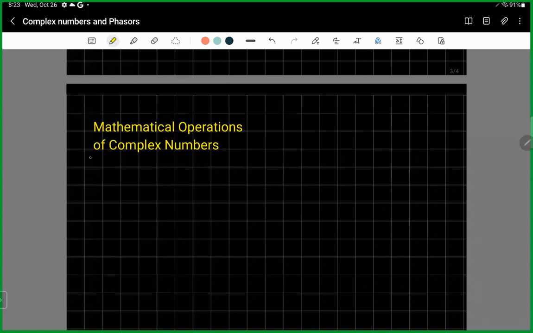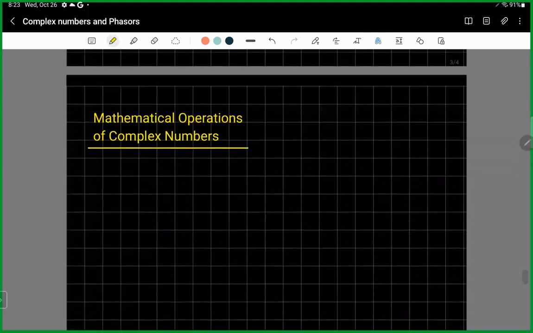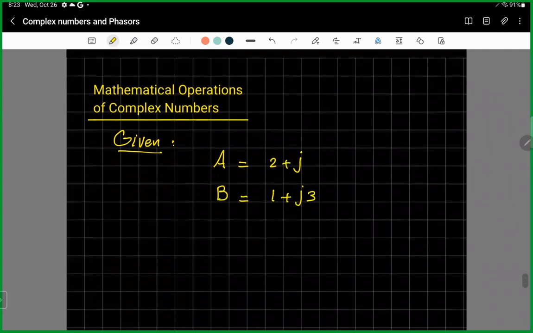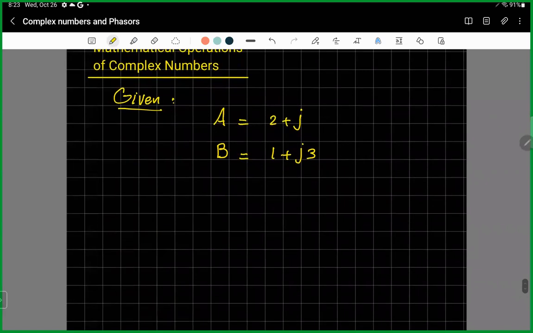All right. Let's start. Before we start, we have to define. Let's given two complex numbers, A equal to 2 plus J1 and B equal to 1 plus J3. So we want to find the sum. So we want to add A to B, A plus B. So we'll say 2 plus J plus 1 plus J3.